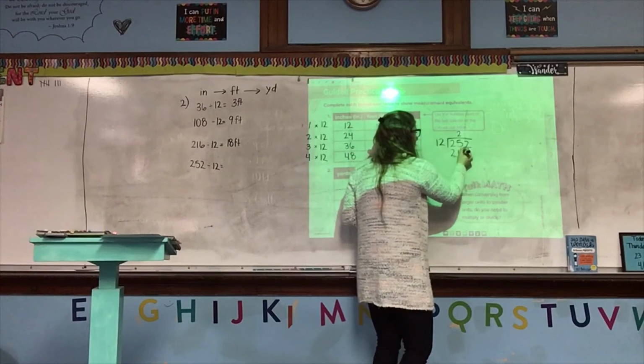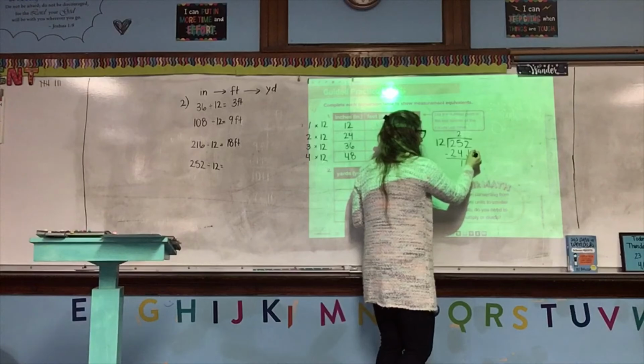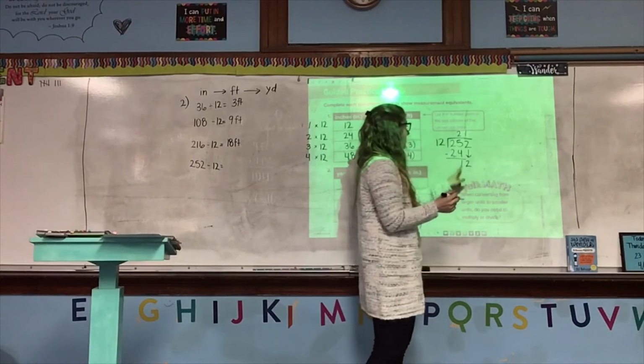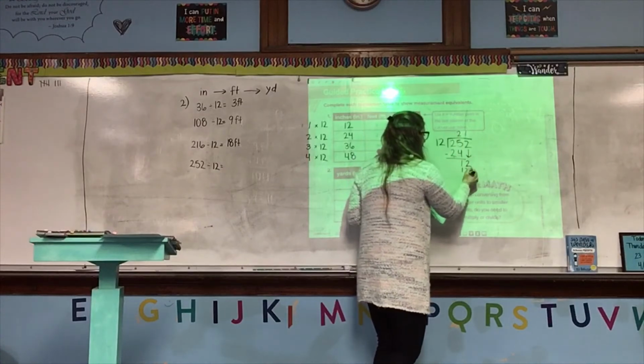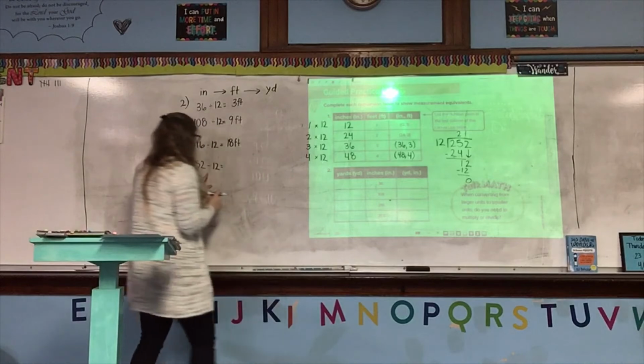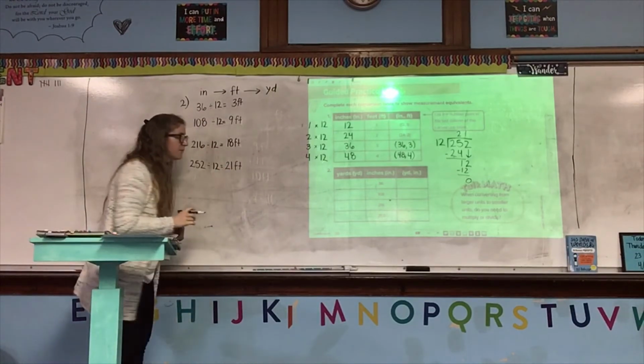2 times 12 is 24. 25 minus 24 is 1. Bring down the 2. 12 goes into 12 1 time. 1 times 12 is 12. 12 minus 12 is 0. So that means 252 divided by 12 is 21 feet.